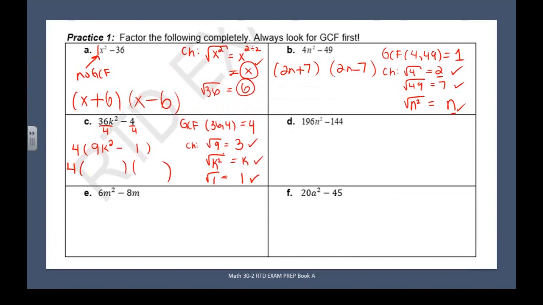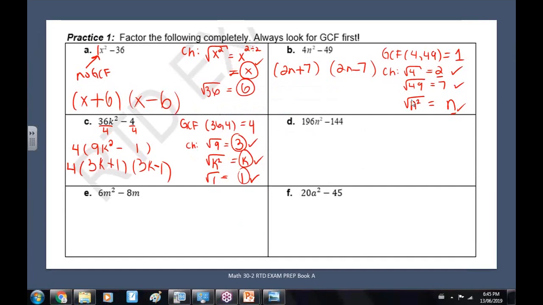So, square root of 9 is 3. So 3 goes in the first. Square root of k squared is k. That's also in the first. And then the last one, the square root of 1 is 1. So I add one set and subtract the other. And now it's factored. So I'm going to give you guys 4 minutes to factor the last ones, D, E, and F. So give those a try and we'll compare answers.